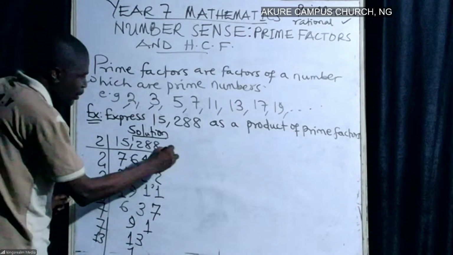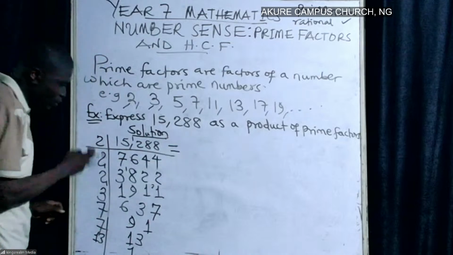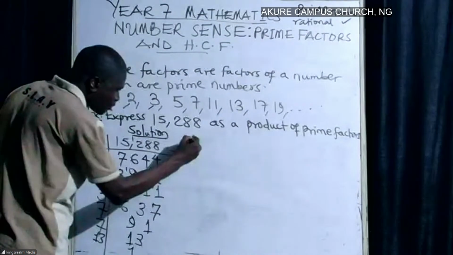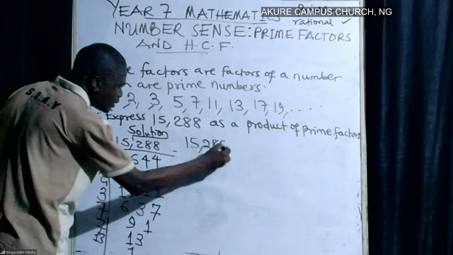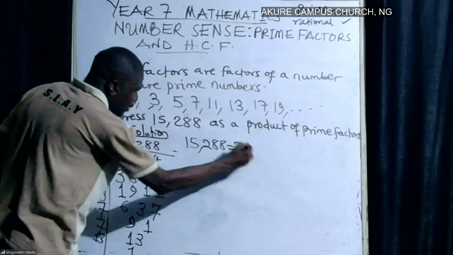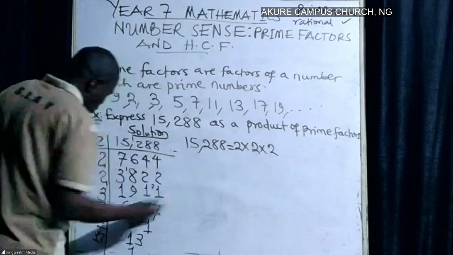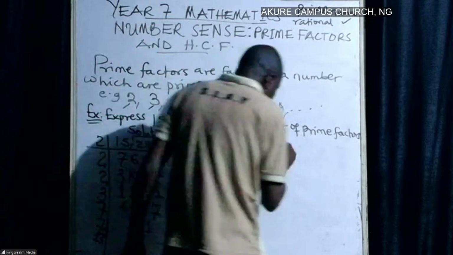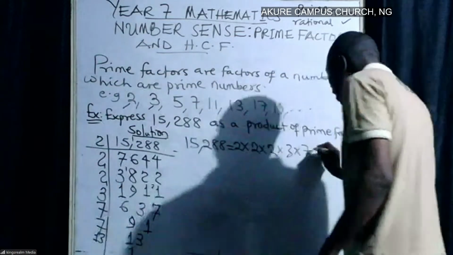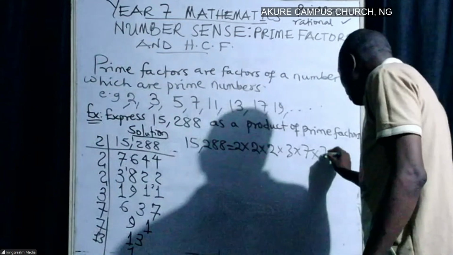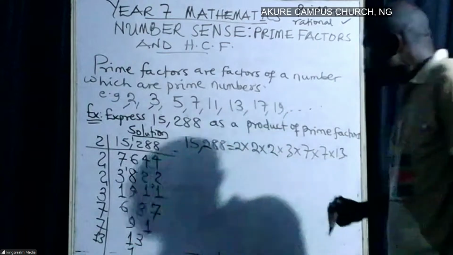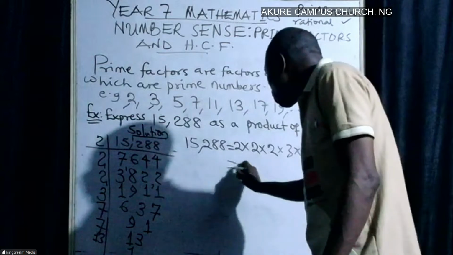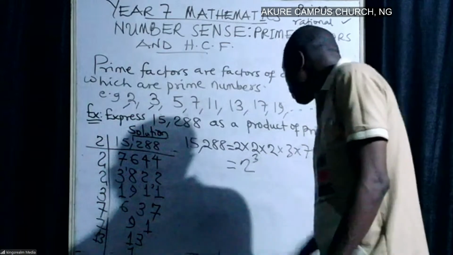So looking at this number now, the prime factors of this number, if we have to write it out, that's 15,288. So that's 2 times 2 times 2. So 2 can go 3 times. Then times 3 times 7 times 7 times 13. So since 2 can go 3 times, we can express the 2 as 2 raised to power 3.